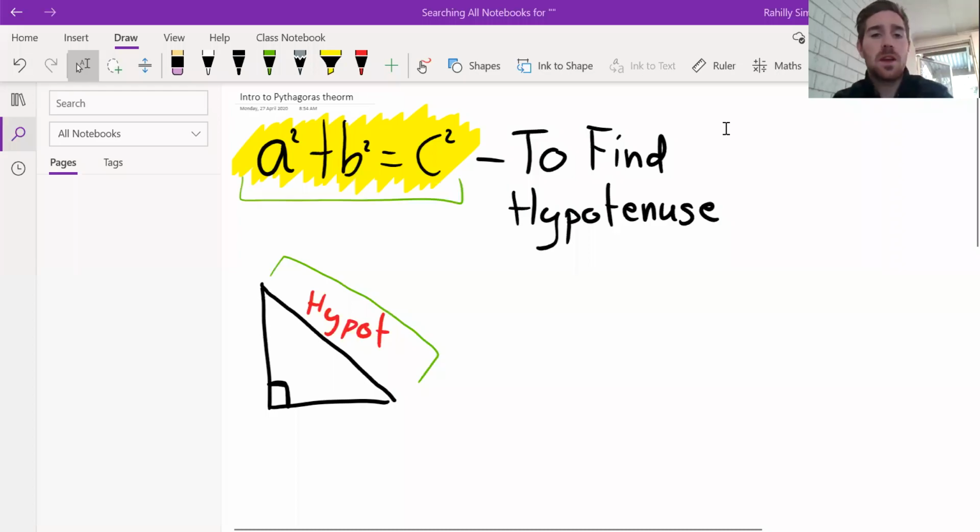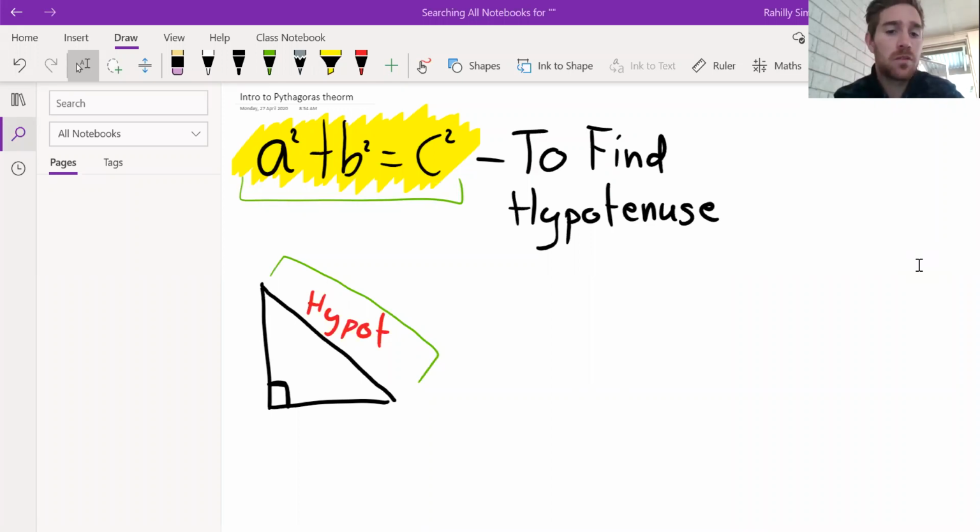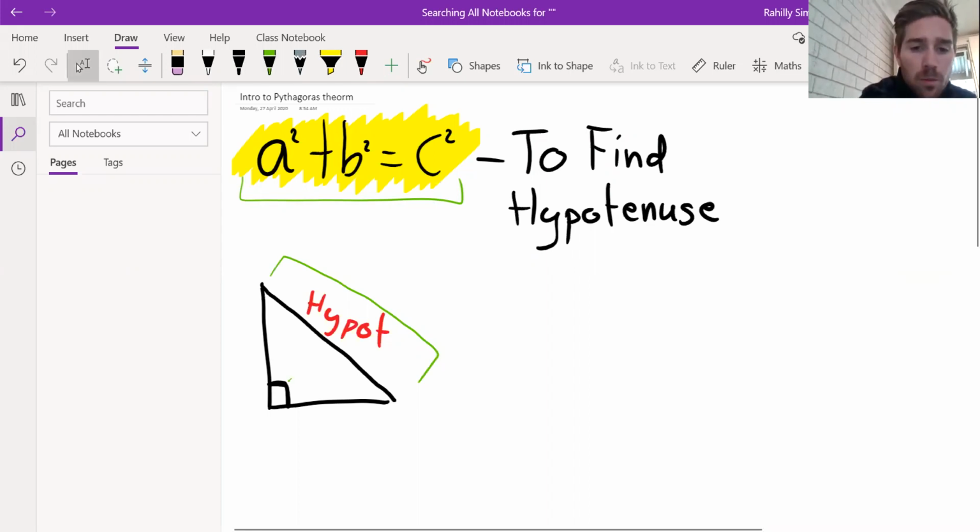G'day guys, today we're looking at Pythagoras Theorem and what we need to do to find the length of the unknown side of a right angled triangle. So far we know about a squared plus b squared equals c squared, and that is to find the hypotenuse. The hypotenuse is the longest side of a right angled triangle. If you know which one it is, a quick tip is that it is always opposite the 90-degree angle.